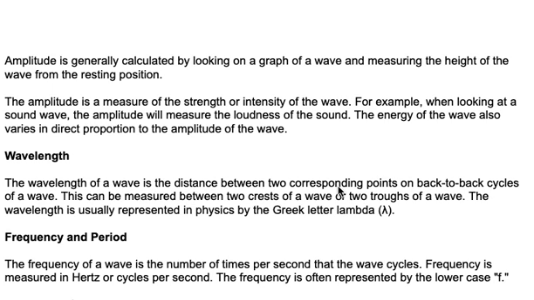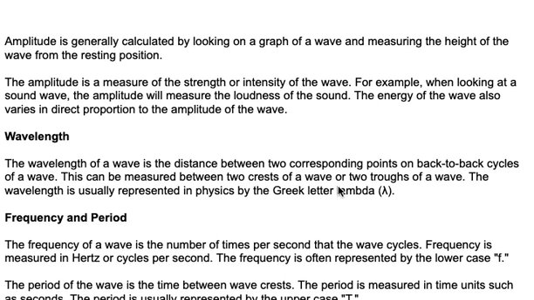Wavelength. The wavelength of a wave is the distance between two corresponding points on back-to-back cycles of a wave. This can be measured between two crests of a wave or two troughs of a wave. The wavelength is usually represented in physics by the Greek letter lambda. This is what lambda looks like. It's pretty cool.